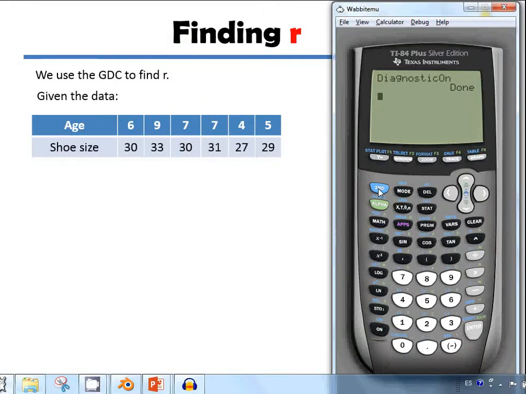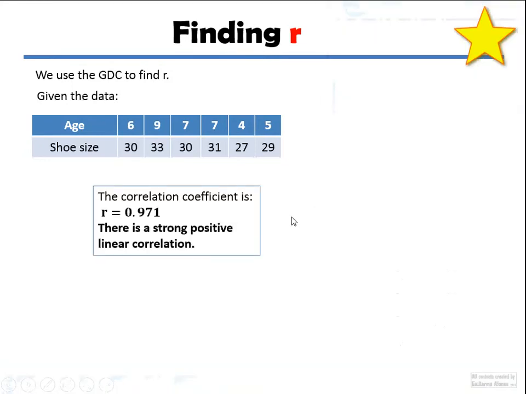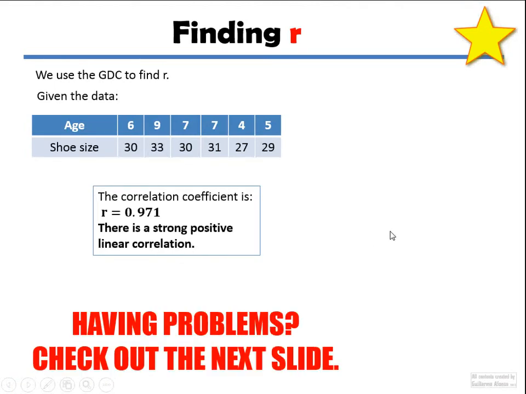every time I do the linreg function. So again, here's my list. Great. I go to Calc, linreg ax+b, calculate, and now I get the value of R. And that's how it works. So it's 0.971. There is a strong positive linear correlation.